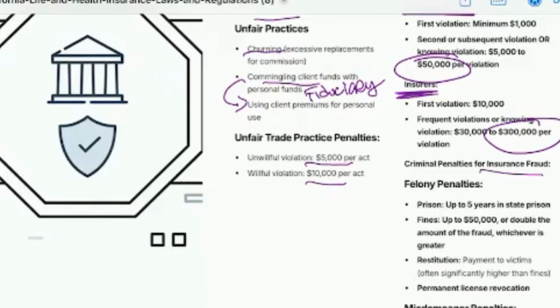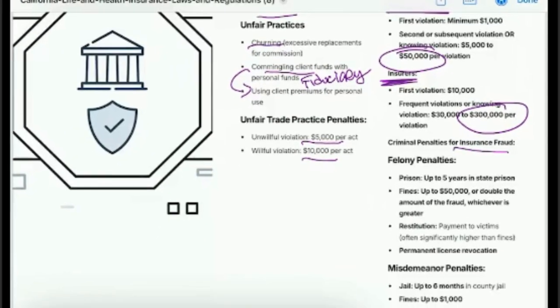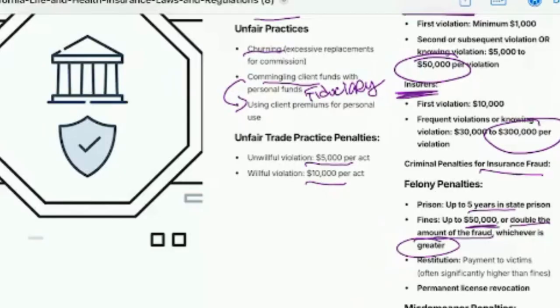And so felony penalties that come with fraud are up to 5 years in a state prison and fines up to $50,000, or double the amount of the fraud, whichever is greater. So it could actually be higher than $50,000. Also, restitution, payment to the victims, and permanent license revocation. You're not going to be able to get licensed again, at least in the state of California.